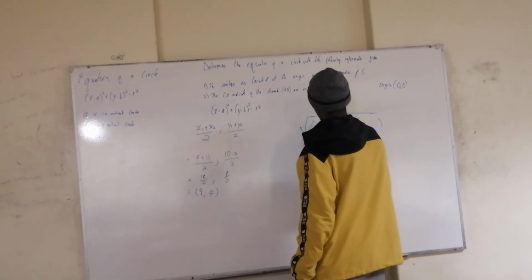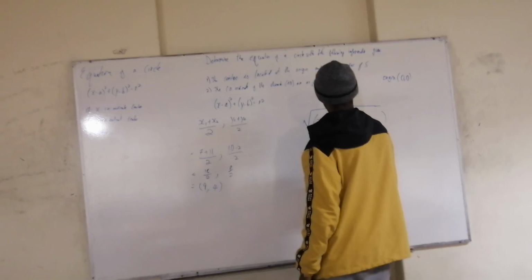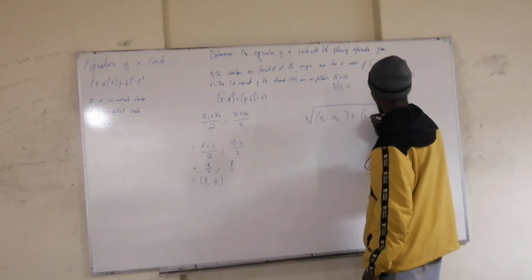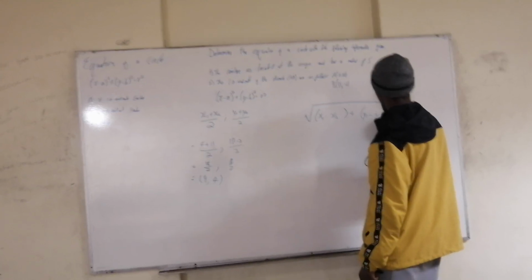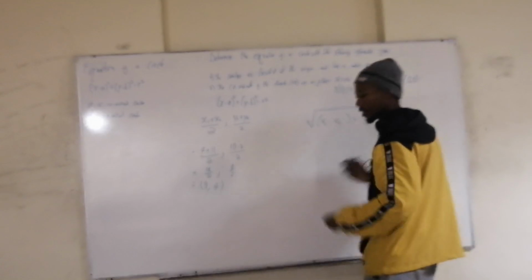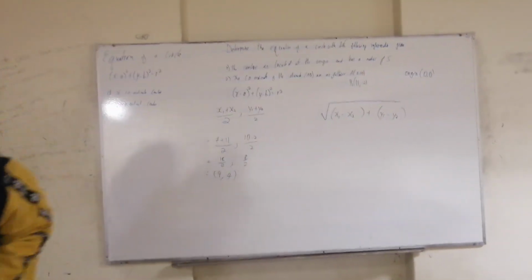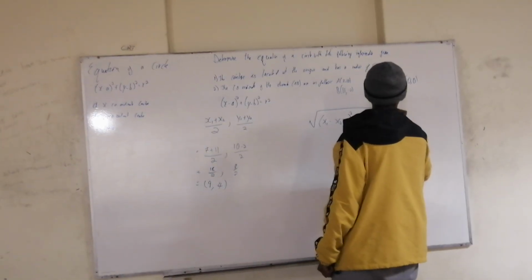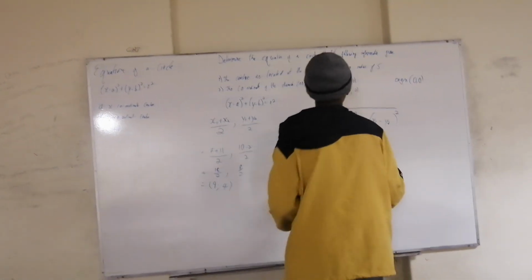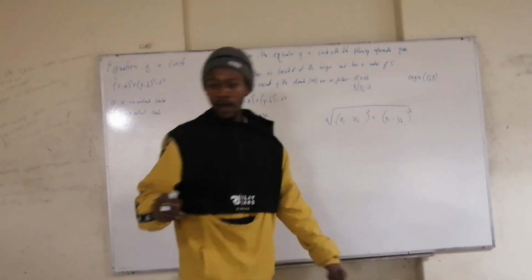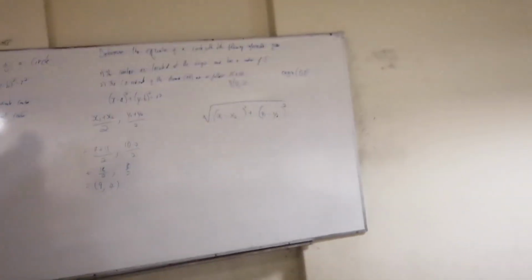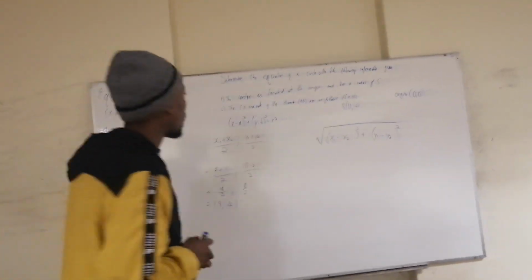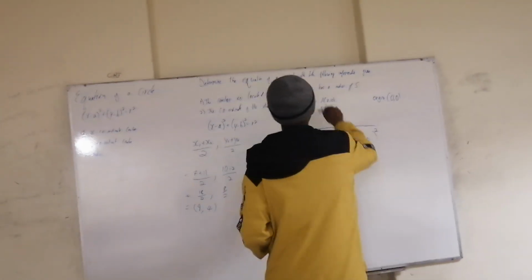It is (x1 minus x2) plus (y1 minus y2). Can I just check if they are squared? The brackets are all squared. With this given, I'm going to choose the coordinates of A and B.